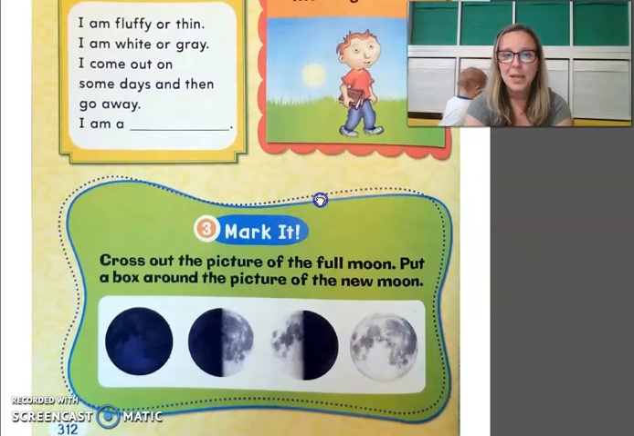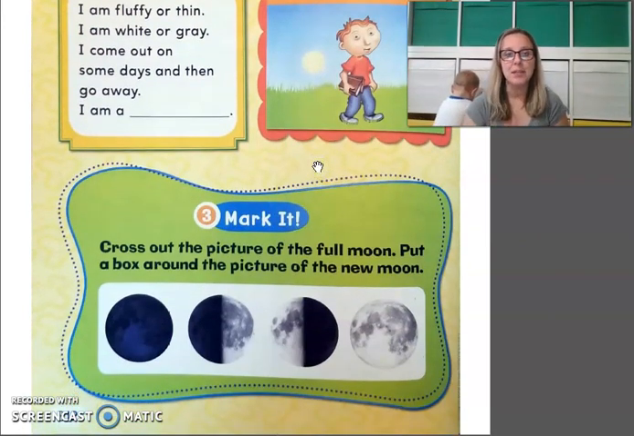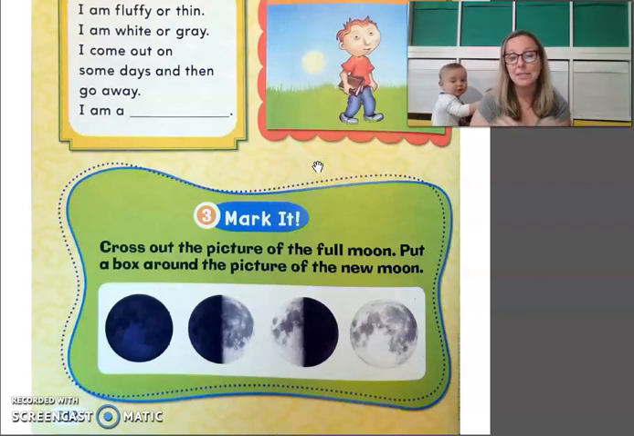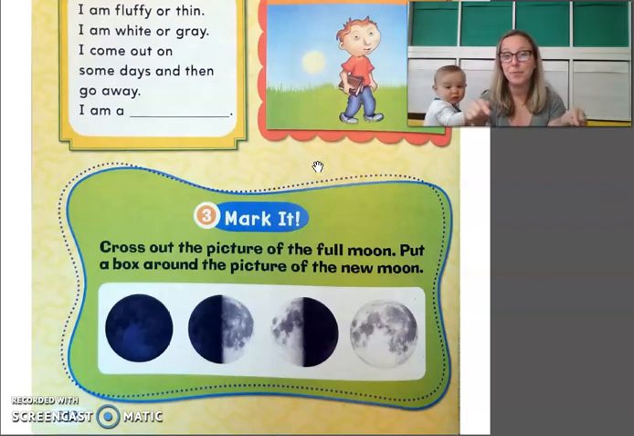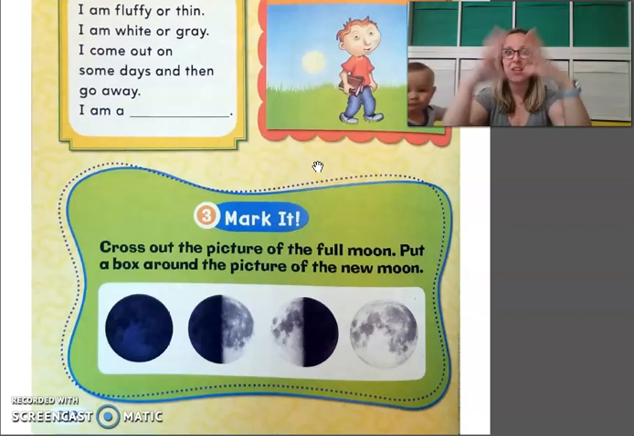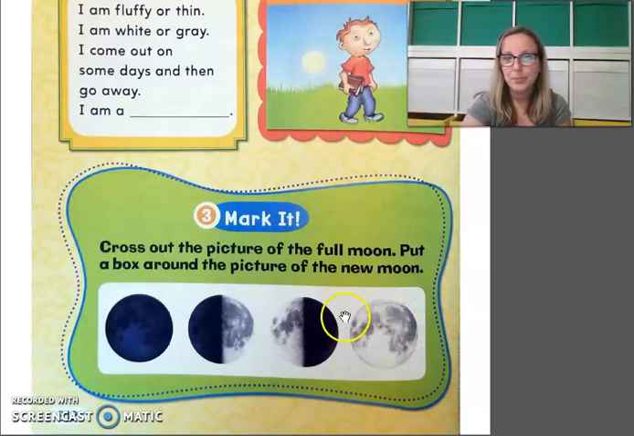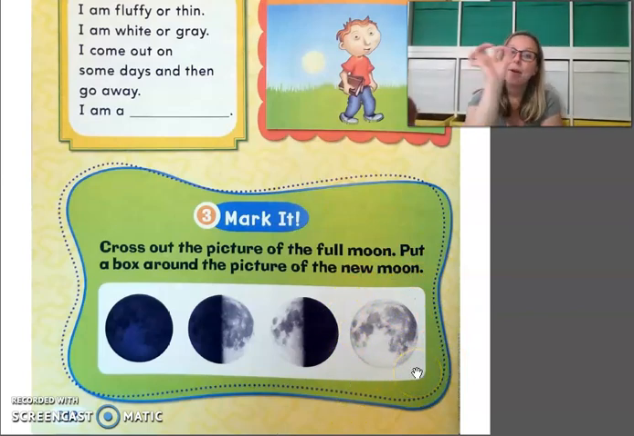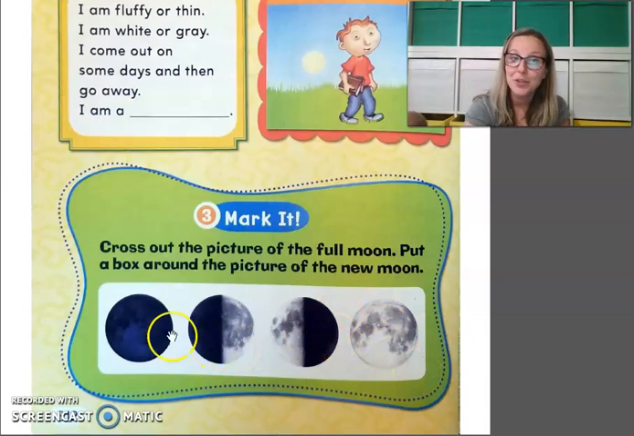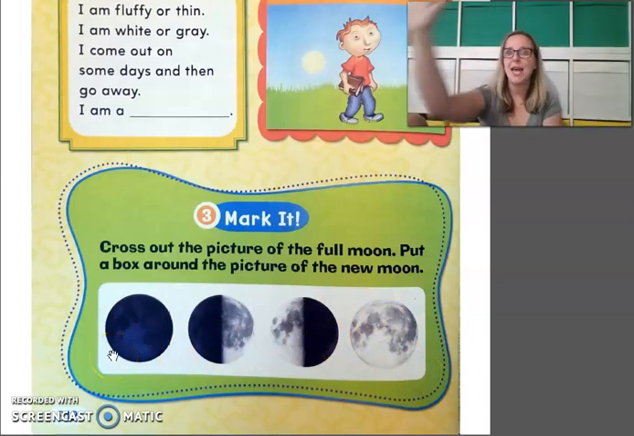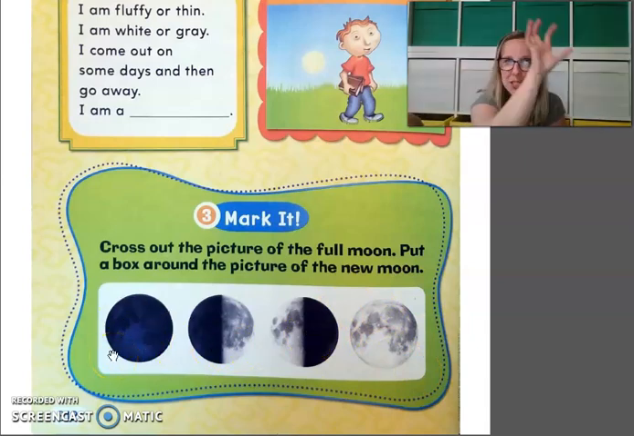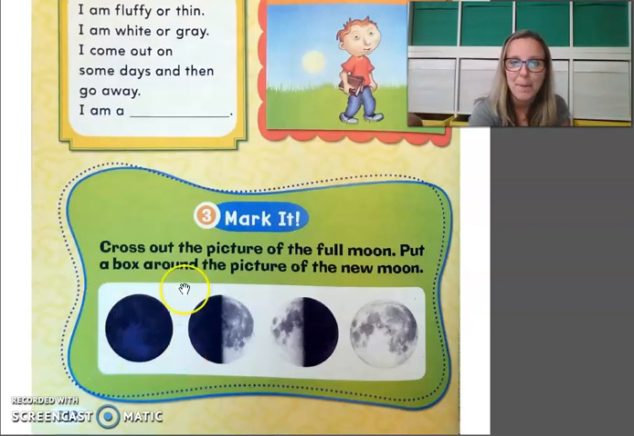Okay? All right, so down here at the bottom it says mark it. Cross out the picture of the full moon and put a box around the picture of the new moon. So a full moon is when we see the whole giant sphere. So you can cross out the picture of the full moon, so put an X on that. And then put a box around the new moon. We know the new moon is this one where we don't see any of the moon. It's very dark in the sky, so you can put a box around that.